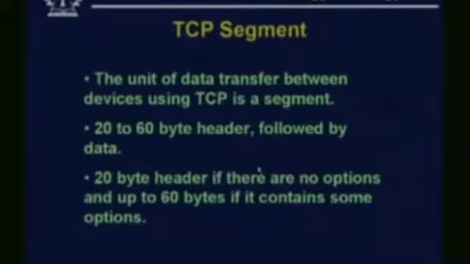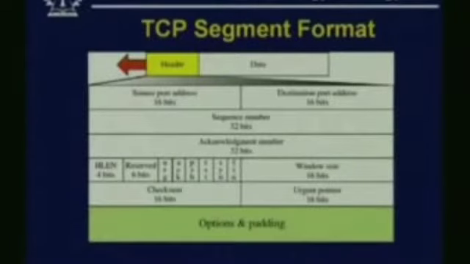Now, more about the TCP segment. The unit of data transfer between devices using TCP is a segment. It is a 20 to 60 byte header followed by data: a 20 byte header if there are no options, and up to 60 bytes if it contains some options, so there can be up to 40 bytes of options. The header naturally contains some fields which allow the TCP protocol to run. So, we will look into the details of this header.